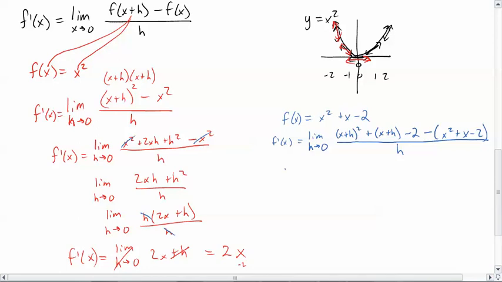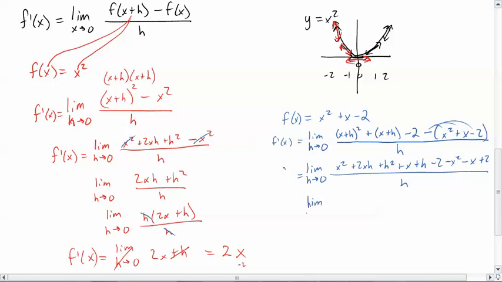We'll go ahead and work it out. So I'm not going to keep writing that, but I will keep writing the limit because otherwise I'll forget to do it later. x plus h squared is x squared plus 2xh plus h squared, plus x plus h minus 2 minus x squared minus x plus 2, because I distributed, all over h. Now this looks like a mess, and it is, but when I take the limit as h approaches 0, let's see what we can cancel out right away.